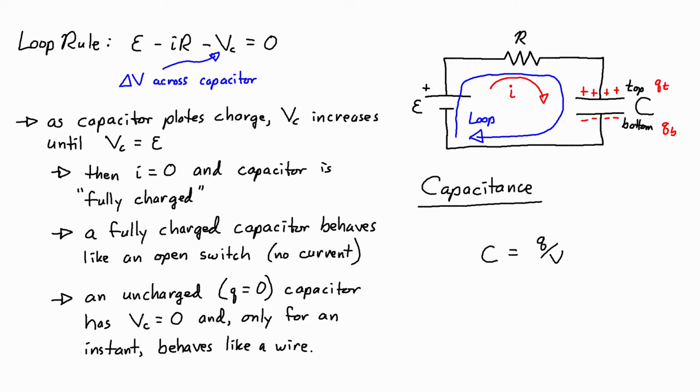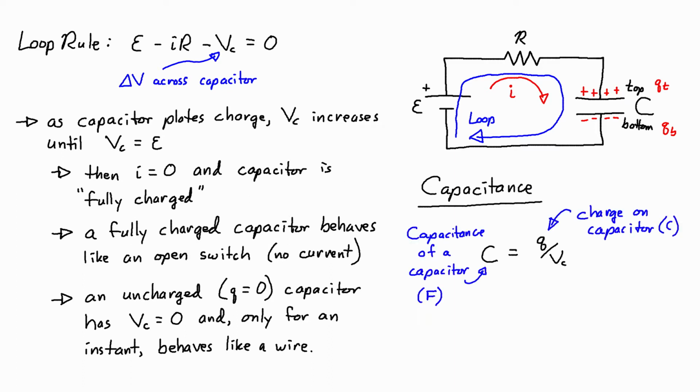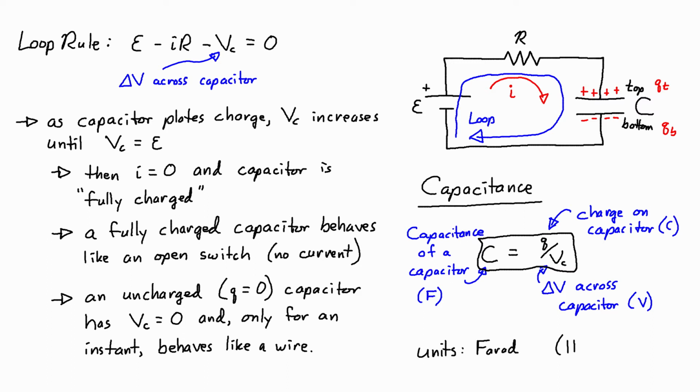Then we get to a definition of capacitance, which is just that the capacitance of a capacitor, C, is equal to the charge on the capacitor, Q, divided by the voltage across the capacitor, which is VC. And the units for capacitance are farads, where 1 farad is equal to 1 coulomb per 1 volt. And you'll often see this equation rewritten as Q equals C times V.